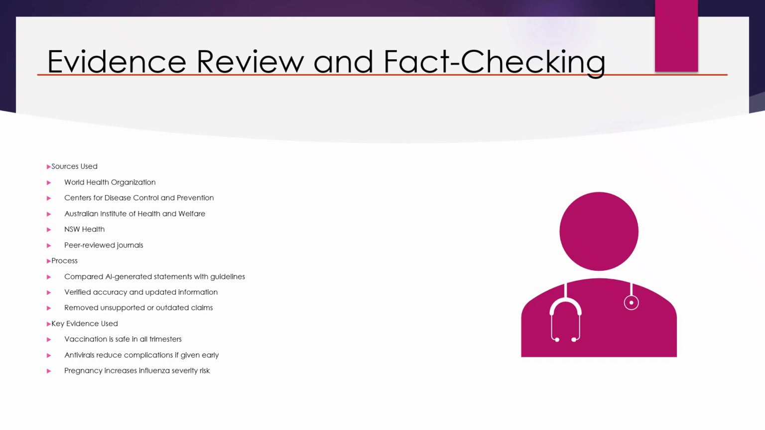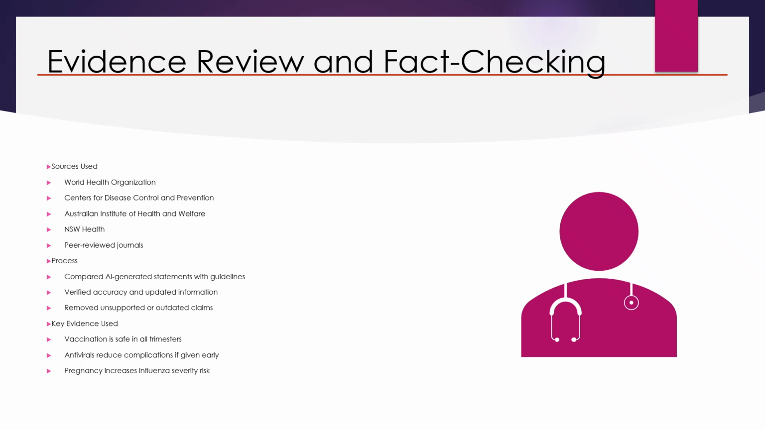Evidence review and fact-checking. To ensure the accuracy and reliability of the information, I conducted a thorough literature review using reputable and authoritative sources. These included global and national health organizations such as the World Health Organization, the Centers for Disease Control and Prevention, the Australian Institute of Health and Welfare, and NSW Health. Peer-reviewed journal articles were also used to support clinical information, particularly regarding the risks of influenza during pregnancy and the effectiveness of vaccination. I compared the information generated by AI with these sources to identify any inconsistencies or gaps.